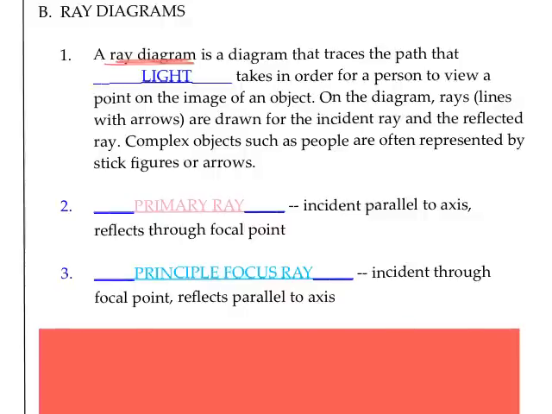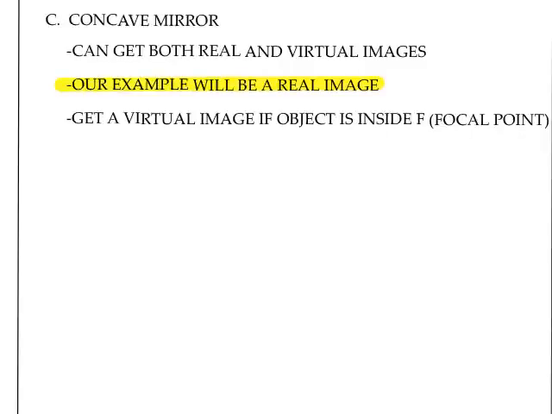And you do need a ruler. The first example of a ray diagram that we're going to do is for a concave mirror. Remember, that's a mirror where you can get both real and virtual images, but for our example, we are only going to be drawing a real image. We're going to practice with the other types in class on a worksheet. So for right now, I just want you to get the idea of what the two different rays are called and how they behave and reflect off of our surfaces.